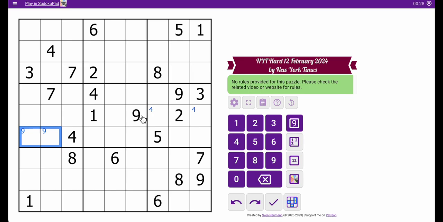Okay, I've got an 8 and a 6 that I can put in the bottom rows. But that's all I'm going to get as far as rows are concerned. Now let's look at columns, shall we? Oh, that's going to help a lot better.